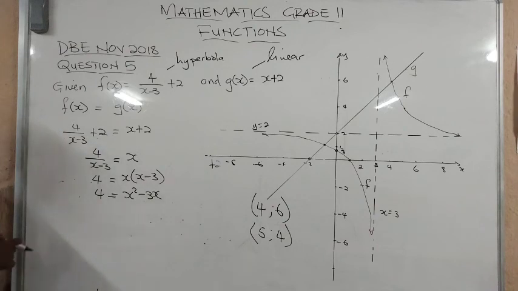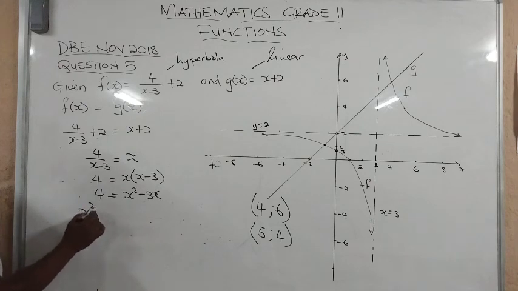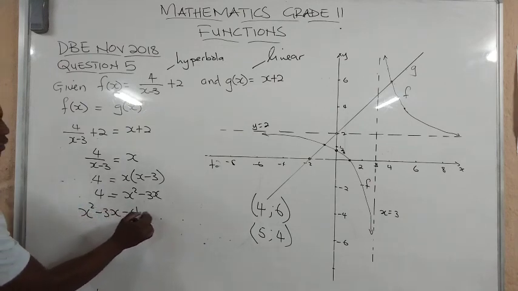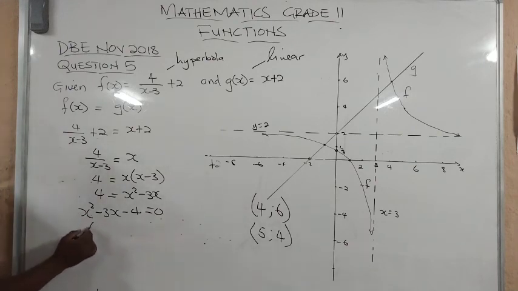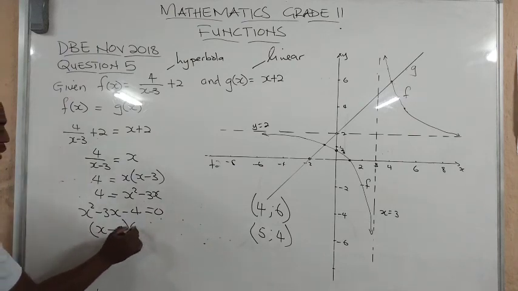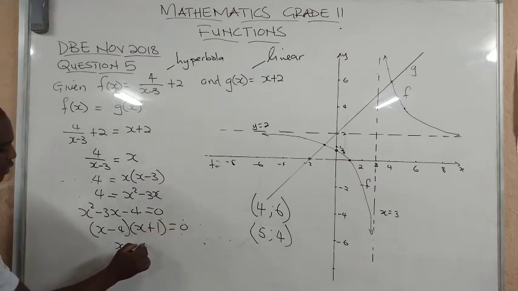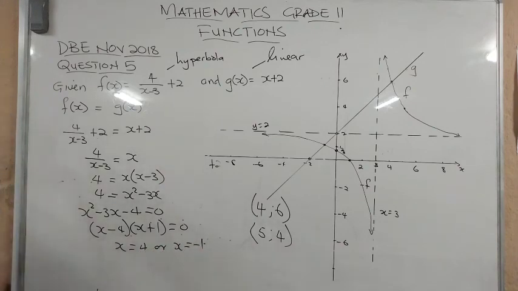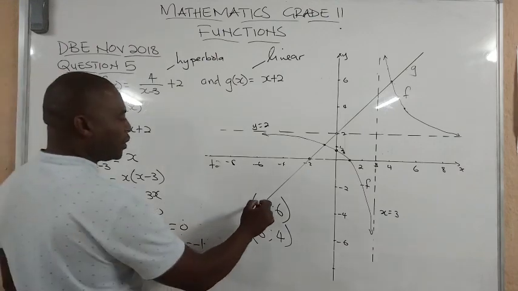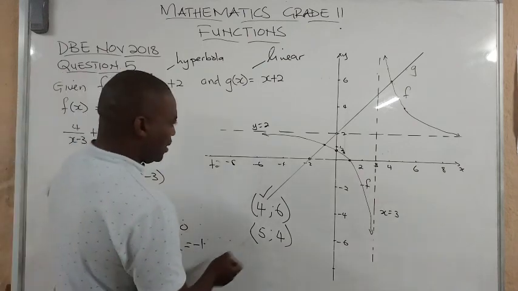And the equation, which is a quadratic, taking the 4 to the right side. So we are having x squared minus 3x minus 4 is equal to 0, which we should be able to solve by factorization. That is (x minus 4)(x plus 1) is equal to 0. So x is equal to 4 or x is equal to negative 1. So, and that concurs with this point, that x is 4 and then negative 1.